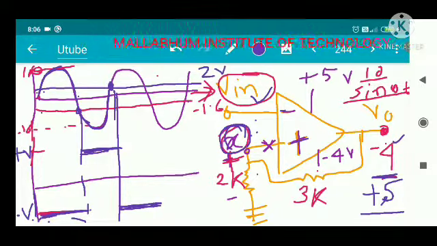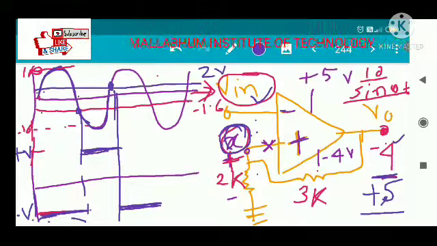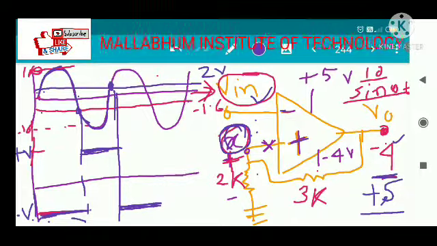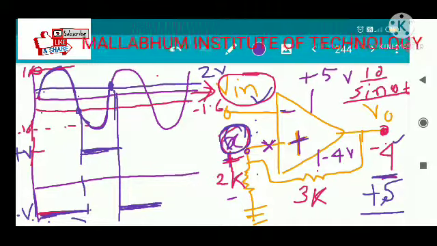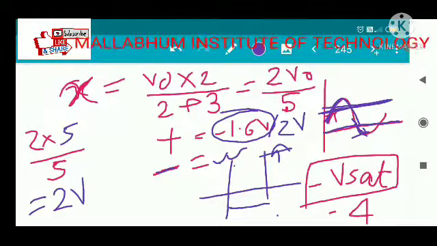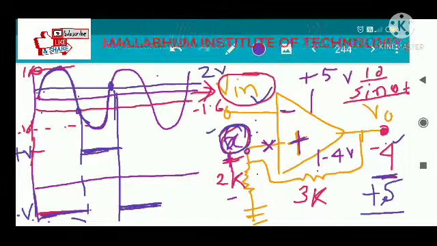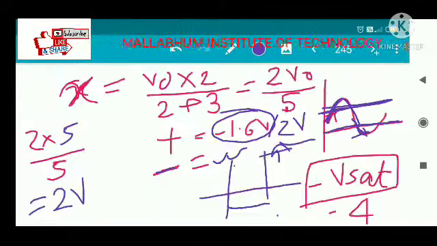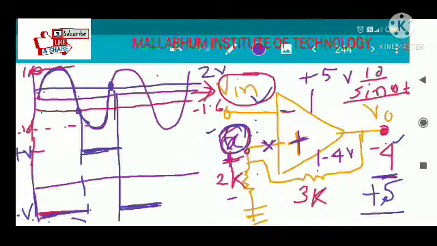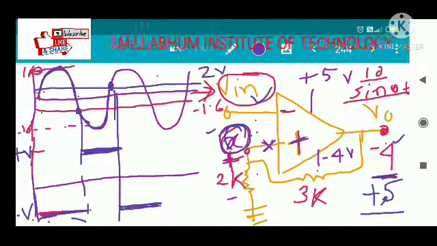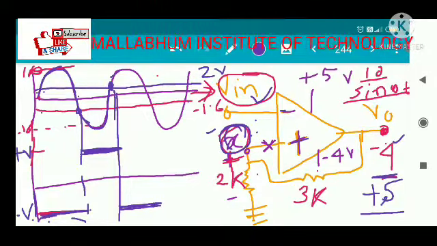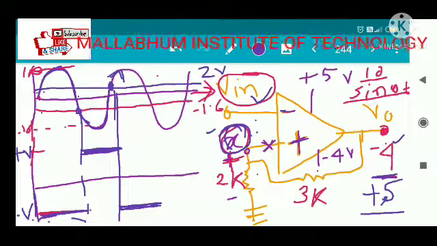How long will this plus 5 be maintained? As the output goes back to plus 5, there is a reference point, that means the potential at point X will again become plus 2 volt. As long as your output is plus 5, the X point potential is plus 2 volt. So as the input goes up to plus 2 volt, then it will change itself.